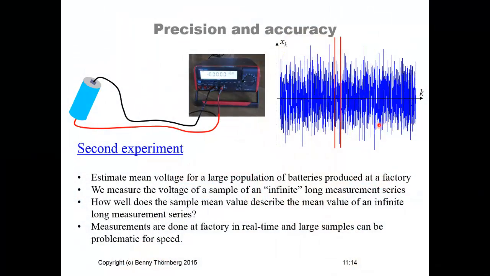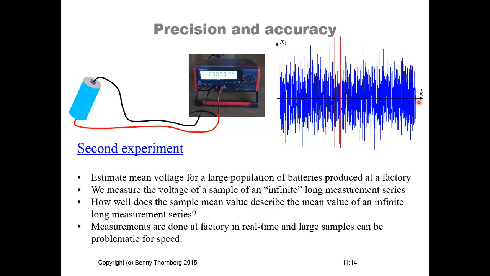This is the kind of question that I would like to raise now, and it really boils down to our second experiment, which you see here. The same kind of equipment, this voltage meter, and we are going to measure the batteries. We have a large population of measurement values, and we take a smaller n-size sample out of this. So now we would like to estimate the mean voltage for a large population of batteries produced at the factory, not only specifying the mean voltage of this small sample, but estimating how well the mean value of this sample represents the mean value of the whole population.